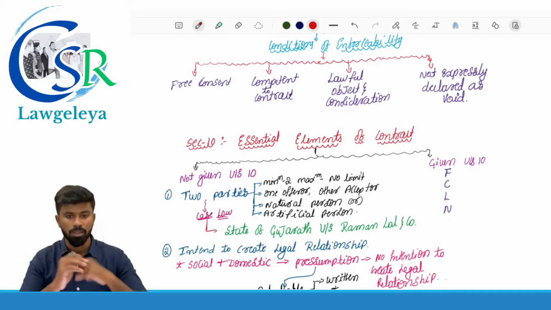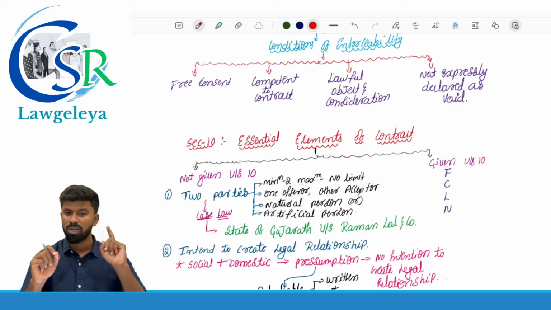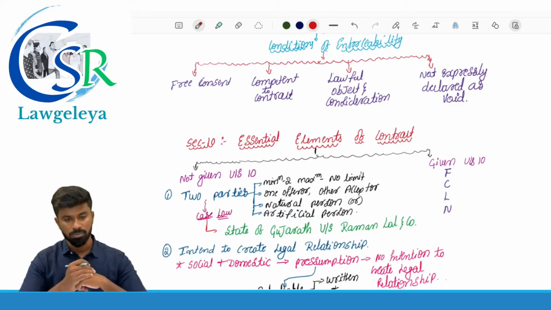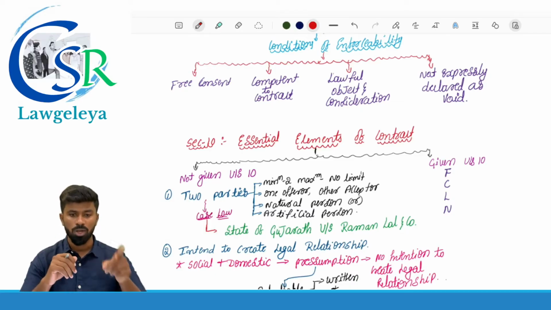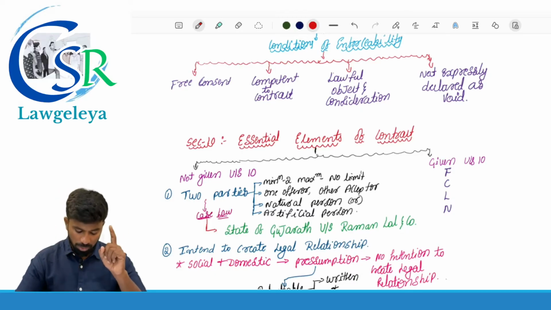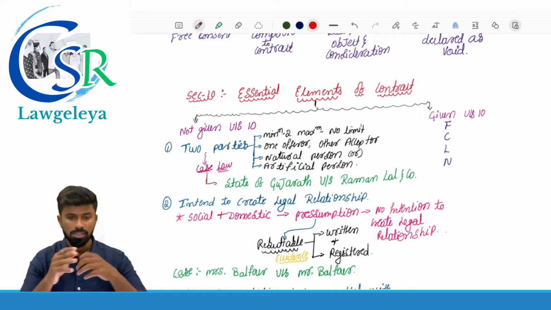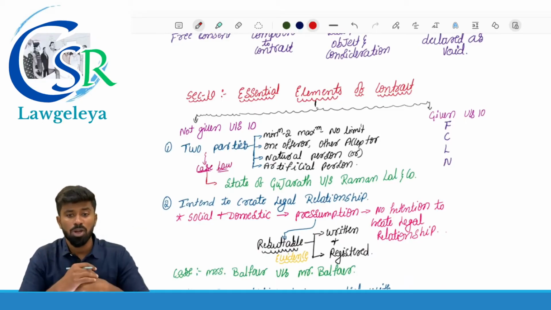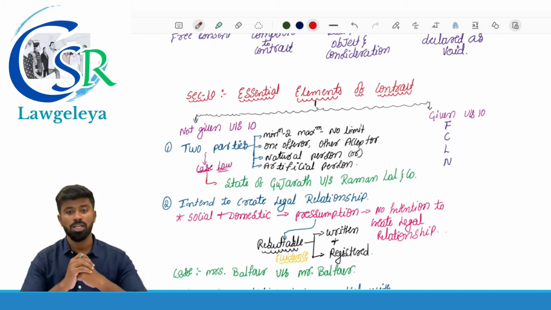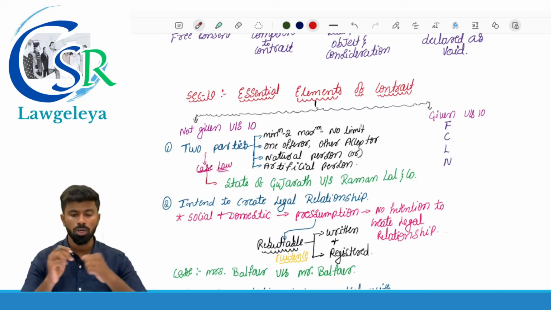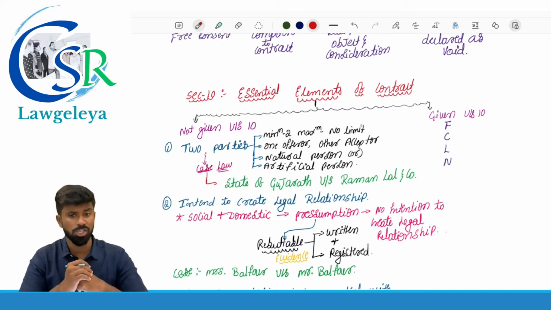What are they, sir? First one, minimum two parties. To be a valid contract, there must be minimum two parties, but there is no limit on the maximum number of persons. Out of those two parties, one shall be the offerer, other person shall be what? Acceptor. One is the offerer, other person is the acceptor. And this person can be what person? A natural person as well as the artificial person. And for this we have a case law called State of Gujarat versus Ramanlal and Co. So what happened in this case?